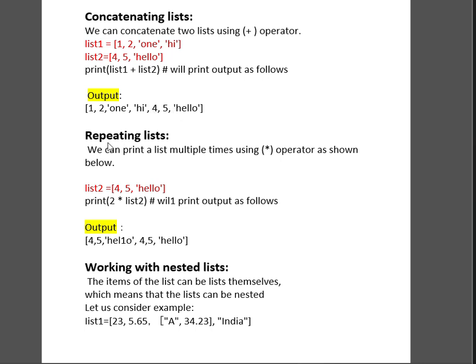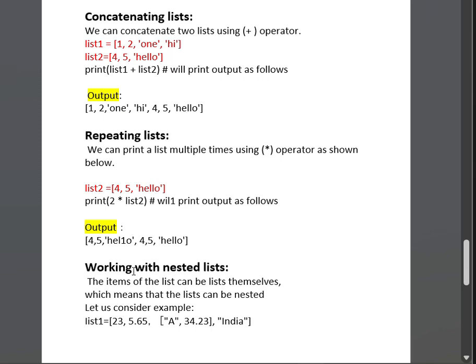Next we are going to see repeating list. In a repeating list, we can print a list multiple times using this operator as shown below. For example, list 2 they have given. We need to print list 2 twice, so twice into list 2. Then the output will be like this. List 2 is printed twice.